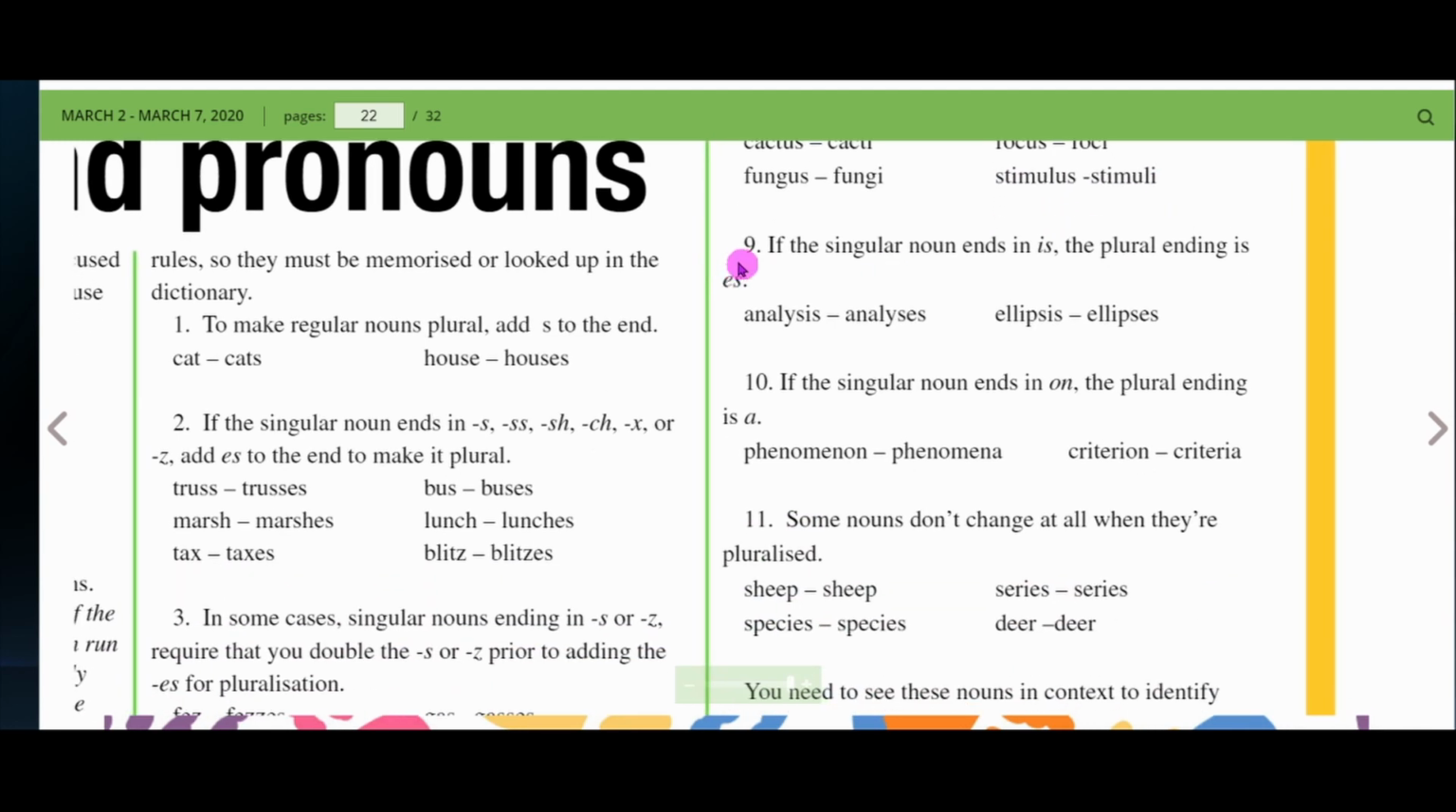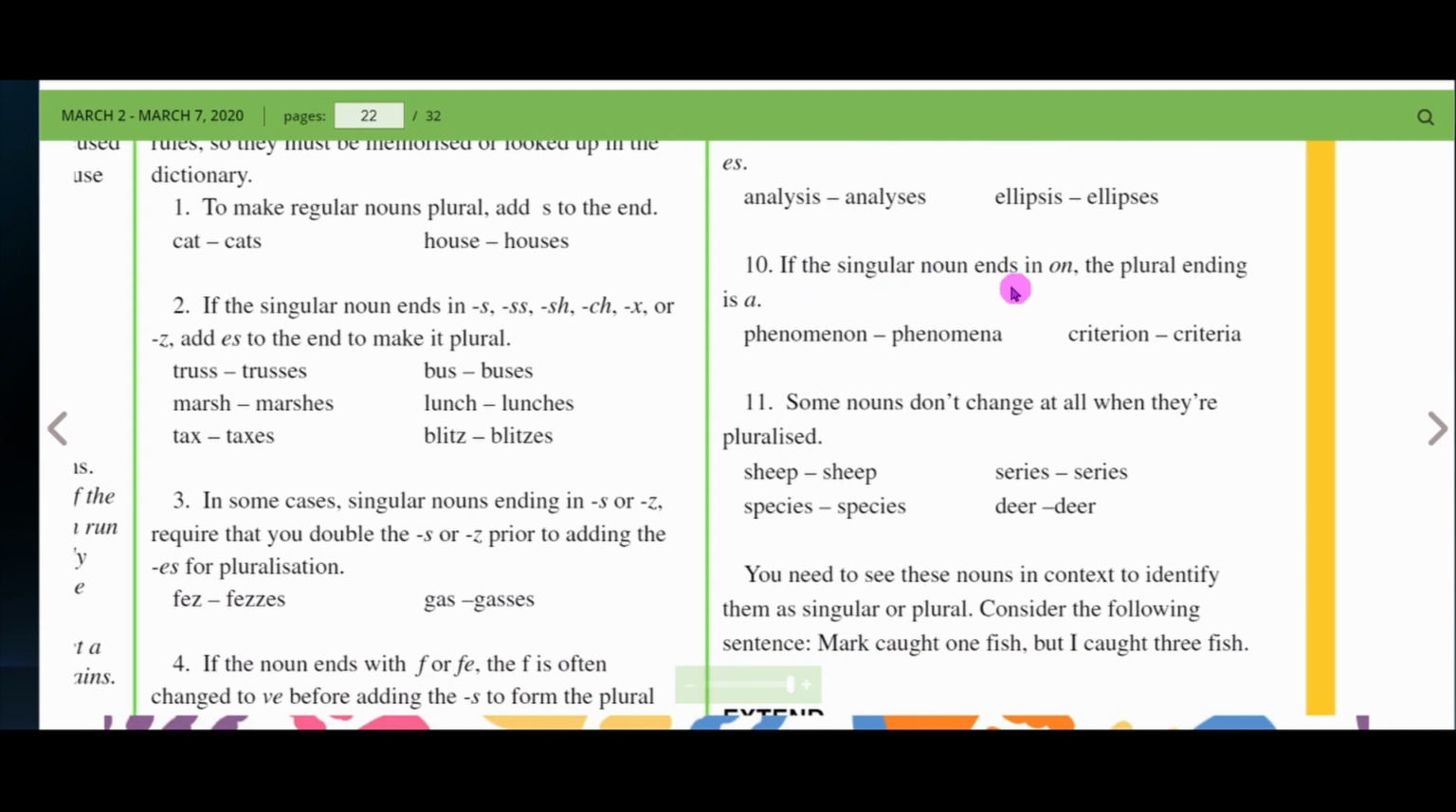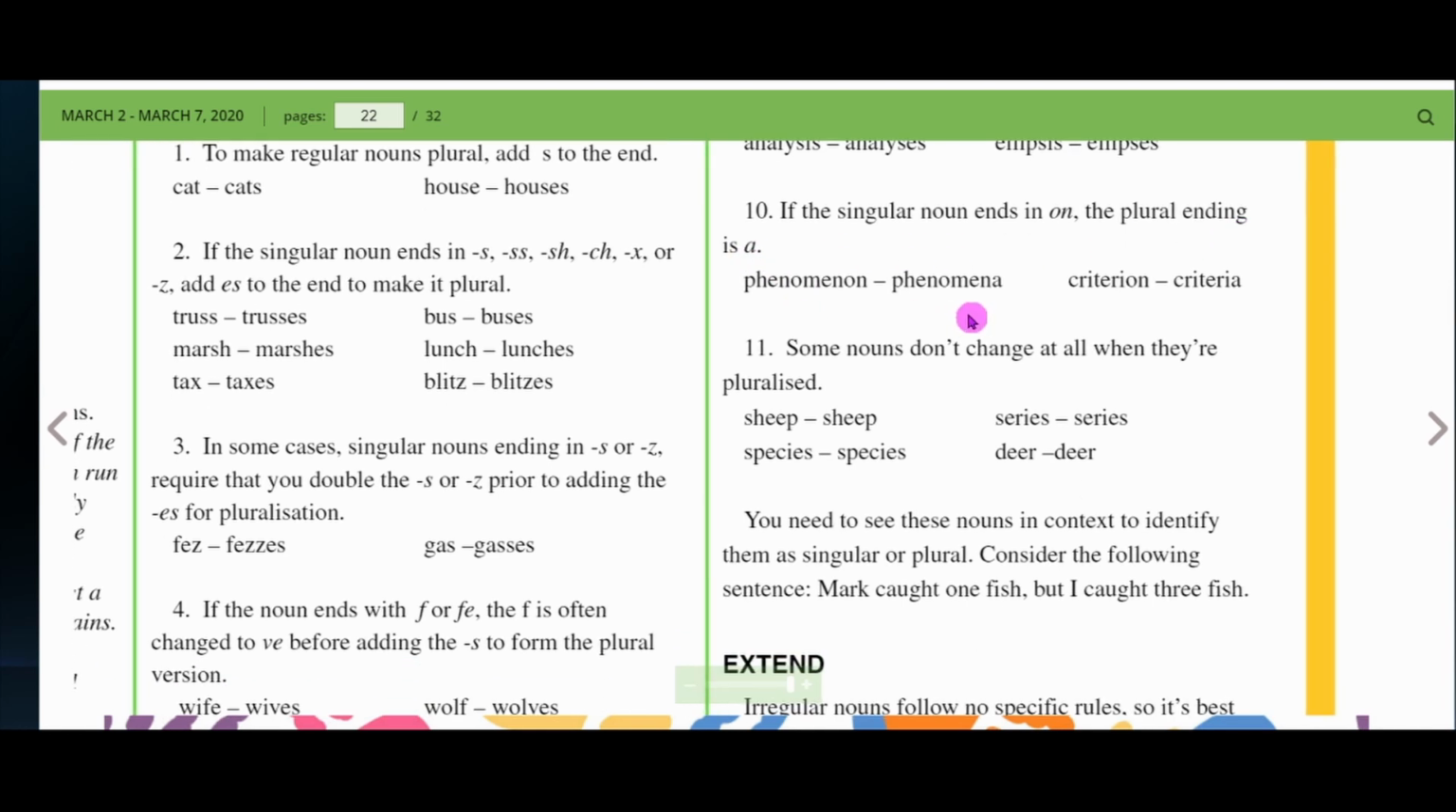Rule 9. If the singular noun ends in IS, the plural ending is ES. Analysis becomes analyses. Ellipsis becomes ellipses. Rule 10. If the singular noun ends in ON, the plural ending is A. Phenomenon becomes phenomena. Criterion becomes criteria.